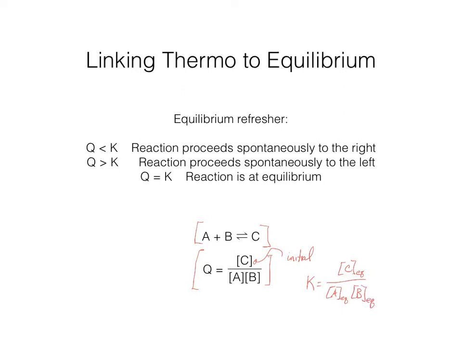And so if we remember these relationships, if Q is less than K, then the reaction proceeds spontaneously to the right towards the products. If Q is greater than K, the reaction proceeds spontaneously in the reverse reaction towards the reactants. And if Q equals K, then the reaction is at equilibrium, and both the forward reaction and the reverse reaction are happening at the same rate.